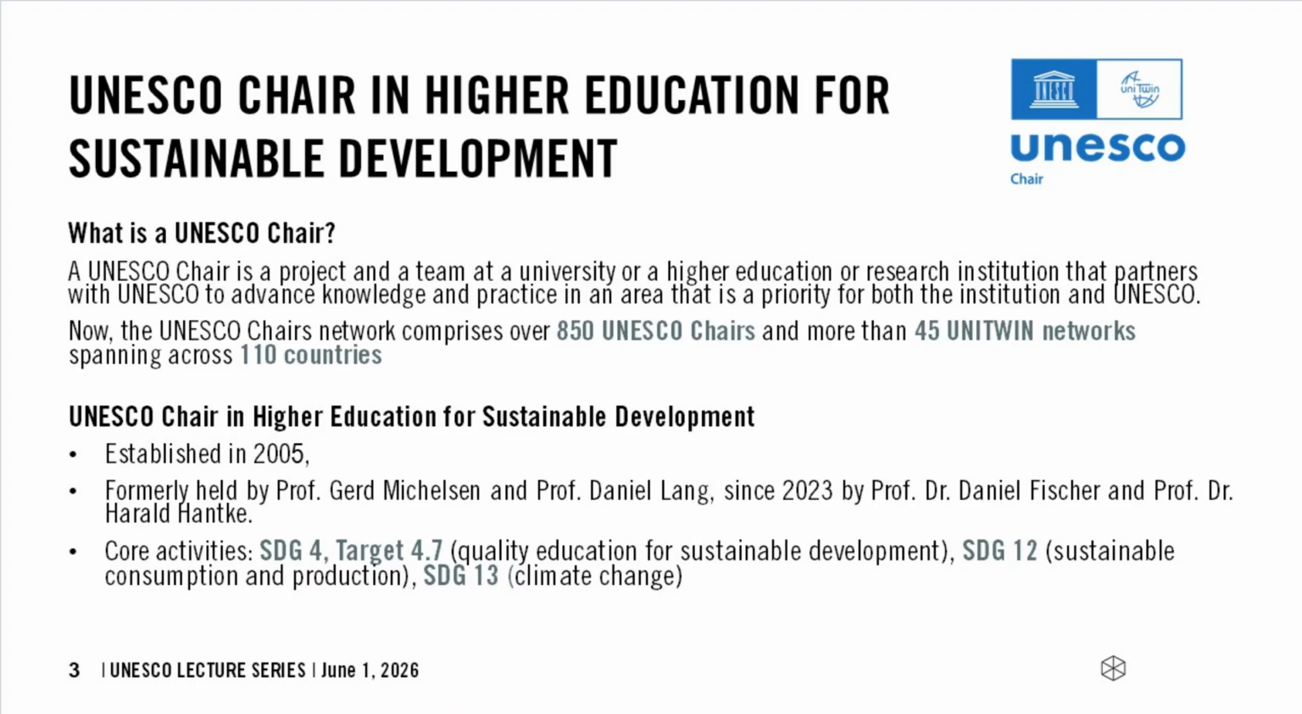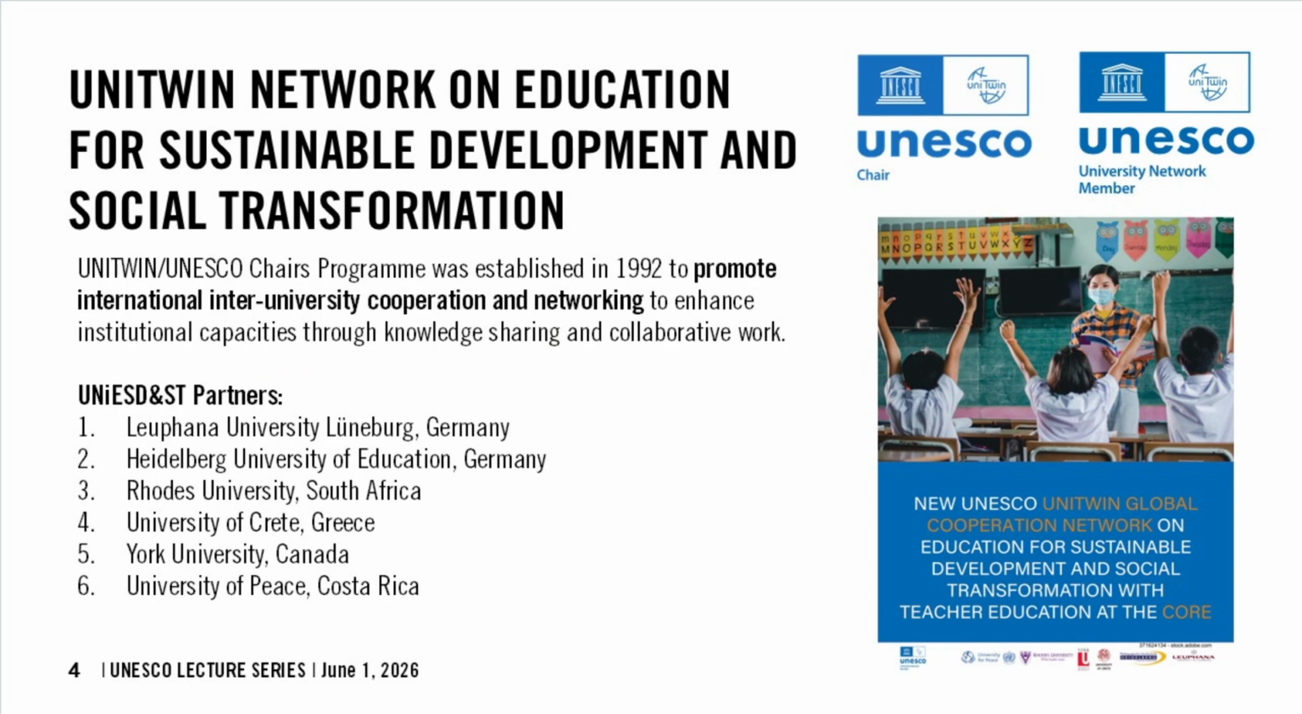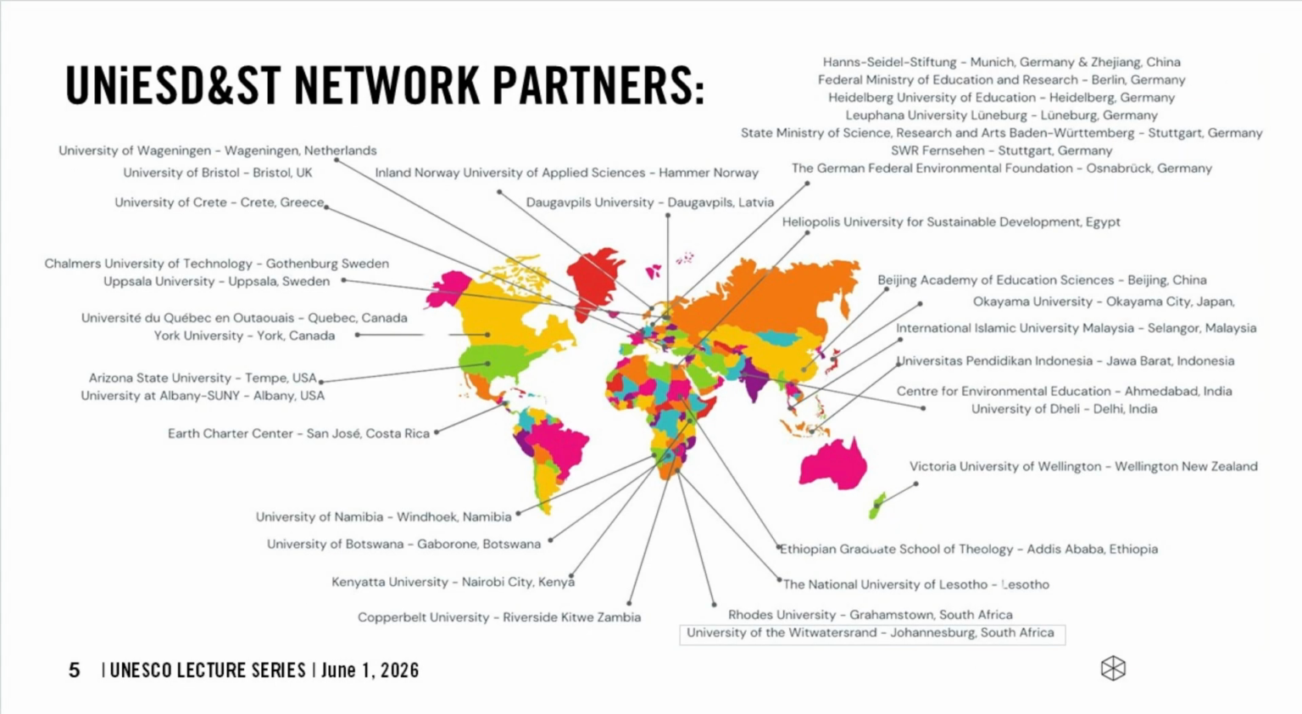Our UNESCO Chair here in Lüneburg is called Higher Education for Sustainable Development and was established in 2005. It was previously led by Gerd Michelsen and Daniel Lang, and since 2023, Daniel Fischer has been leading the chair, and I joined him as co-chair last year in 2025. Our work here in Lüneburg focuses on education for sustainable development, sustainable consumption and production, and climate change education. An important part of our work is also the UniTwin network on education for sustainable development and social transformation. This network brings together partner institutions from Germany, South Africa, Greece, Canada, and Costa Rica.